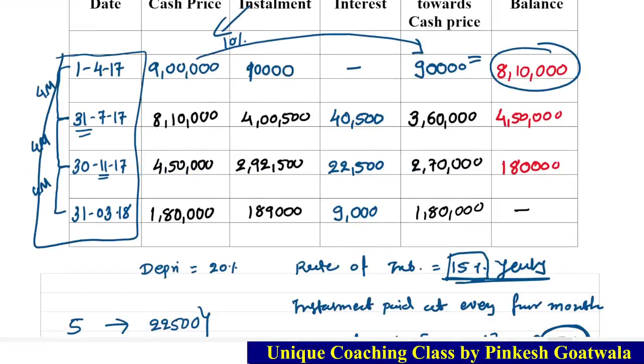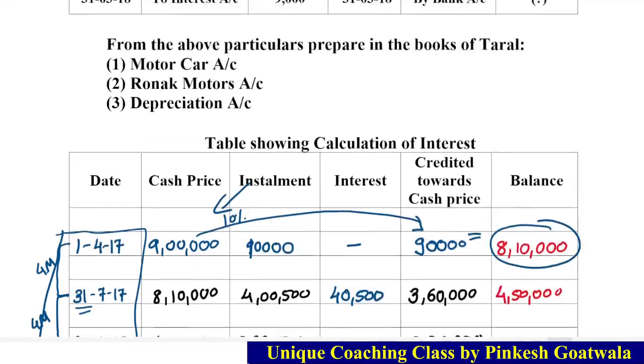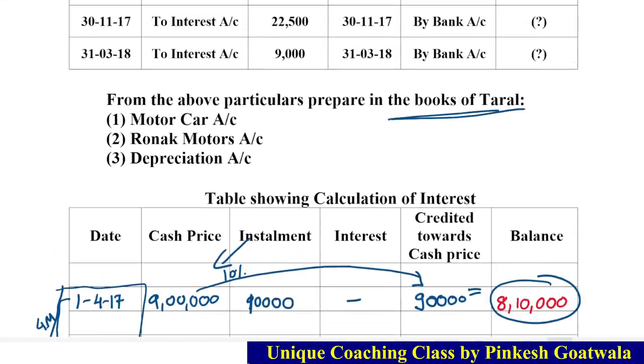We have solved this type of sum. Okay, we have seen two such sums earlier. So which account we have to prepare in the books of Taral? Means Taral is a seller, sorry, buyer. Yes, buyer. Taral is a buyer. In the books of buyer, we have to prepare motor, Ronak means seller, and debris. So I have already explained how to prepare this. So it's your homework. You have to complete that.